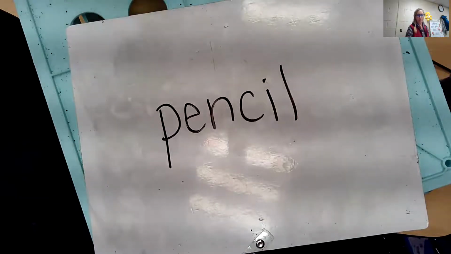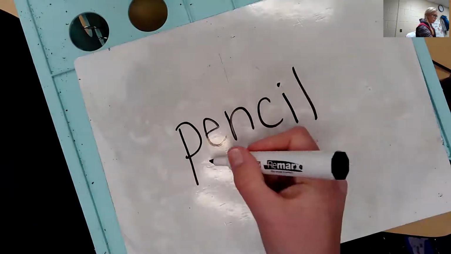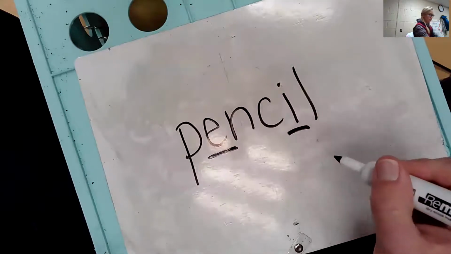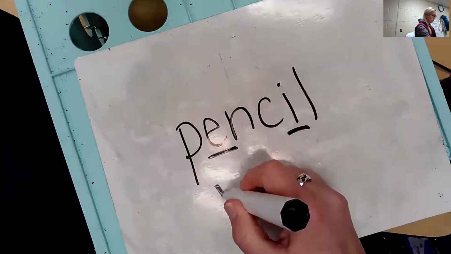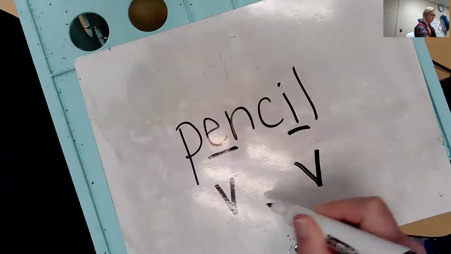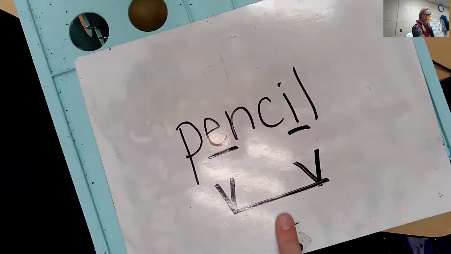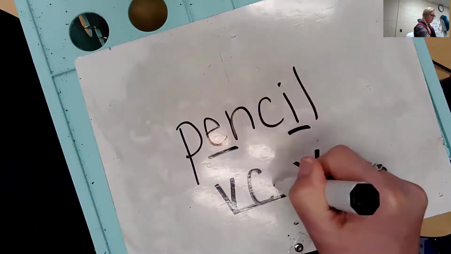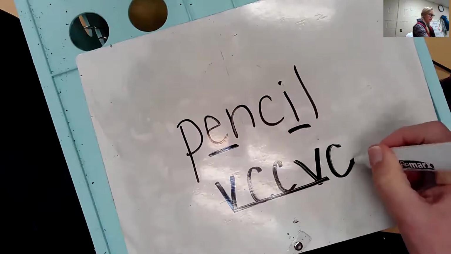So let's take a look at our word. So we know our first step is to mark the vowels. Let's do that. Mark the vowels. Draw our bridge. Come in between. Mark our consonants. We're going to mark our last consonant.